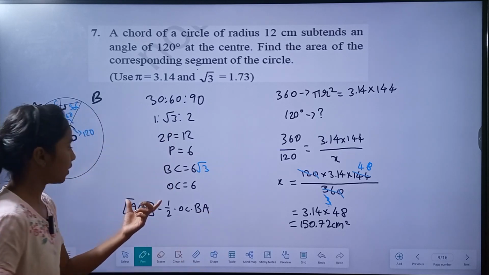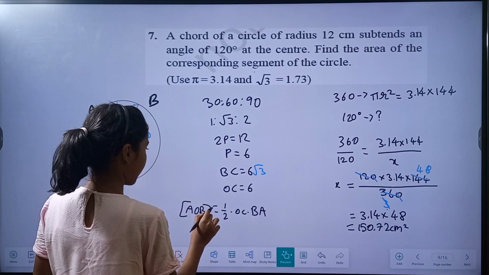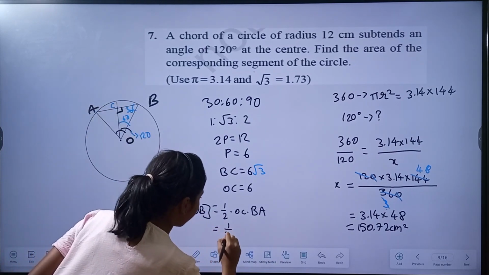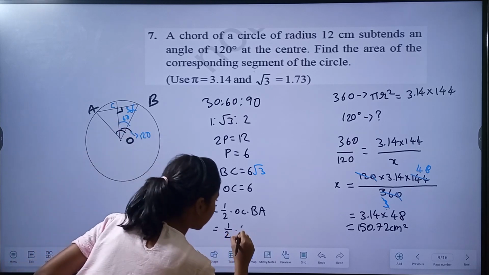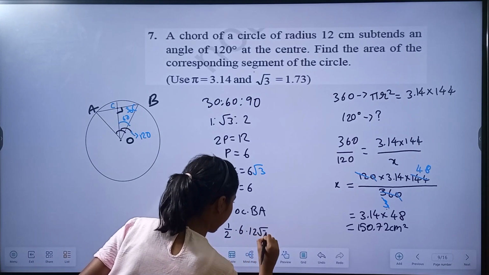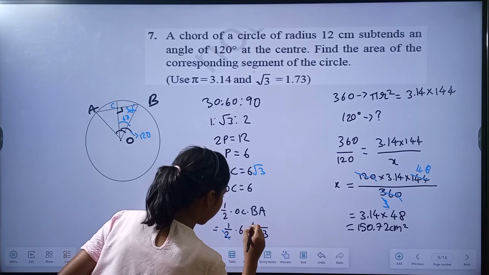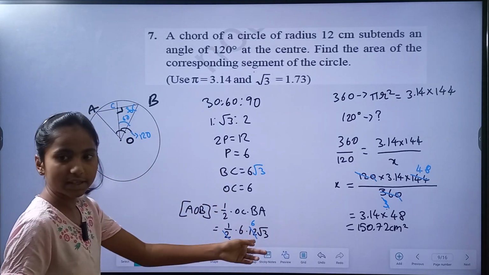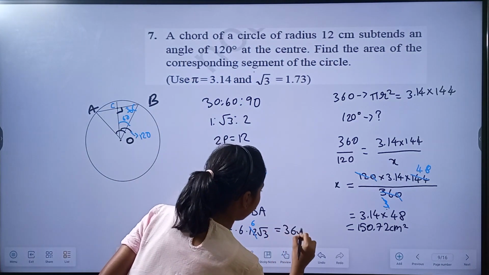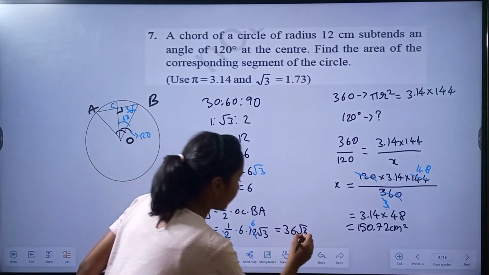So area of triangle AOB equals half into OC, 6, into BA, 12 root 3. So we get 12 halved is 6, so it will be 36 root 3. This one equals 36 root 3. And they ask us to use root 3 equal to 1.73.